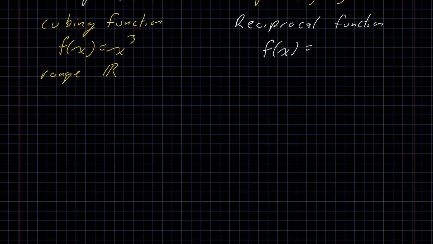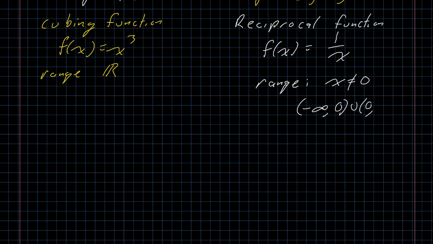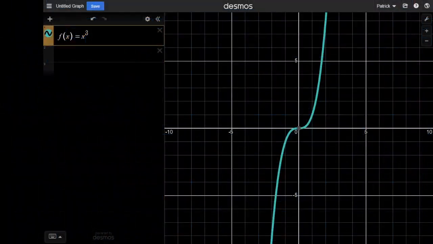F of x is 1 over x. And the range here I'm going to write as x does not equal to 0, because writing it in interval notation, the interval from negative infinity to 0, union with the interval from 0 to infinity just looks really strange.